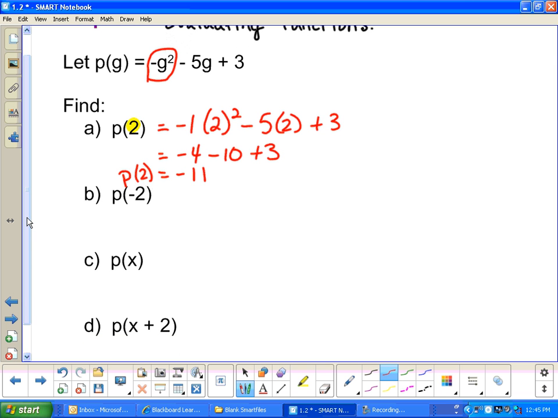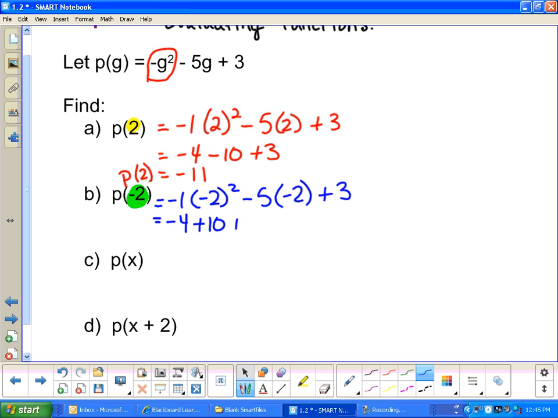I'm going to do the same thing with negative 2. My g value now becomes negative 2. So I'm going to substitute it in. Negative 1 times a negative 2 squared minus 5 times negative 2 plus 3. Negative 4 again, because negative 2 squared is 4 times negative 1. Negative 4 plus 10 plus 3 gives me 9. So P of negative 2 equals 9.